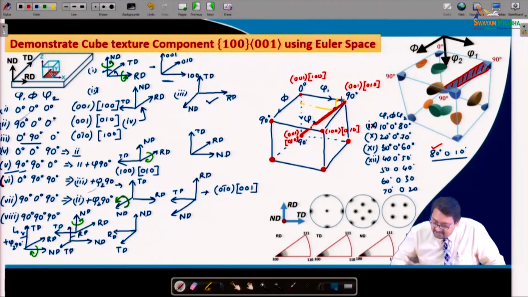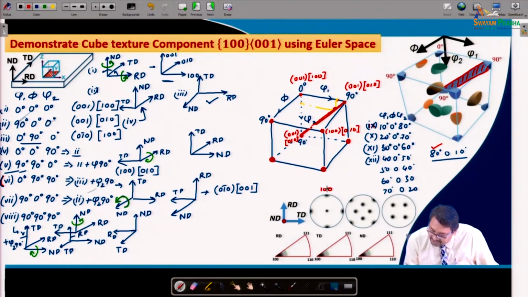So, like that you see the cube component in an Euler space not only forms components at the corner, but also forms a fiber in the phi 1 phi 2 plane, where phi is equal to 0. Now, this cube component that we have devised using the Euler space can be shown using the pole figures, and here you can see that this is the 1 0 0 pole figure, which shows the positions of the cube components in terms of 1 0 0 poles.